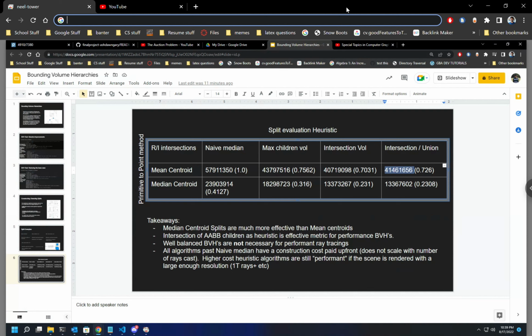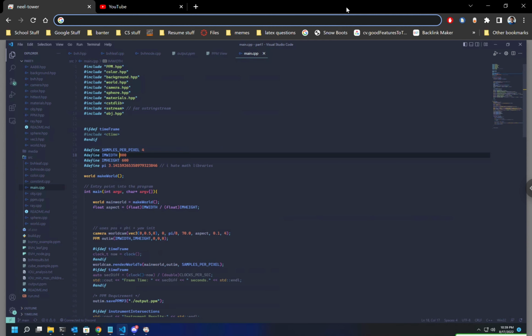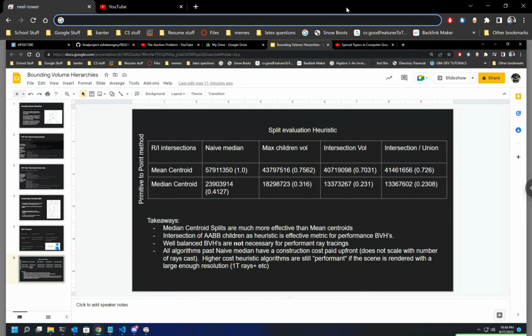So paying the price upfront is really useful, especially when we go to higher resolutions. In this case, we're only rendering an 800 by 600 image with 4 samples per pixel, but if you're rendering an 8K image with 32 samples per pixel, the number of rays cast can go from 3 million right now to orders of magnitude higher. So in that case, paying a small price to set up your BVH will pay dividends when you actually need to render the scene using raycasts.